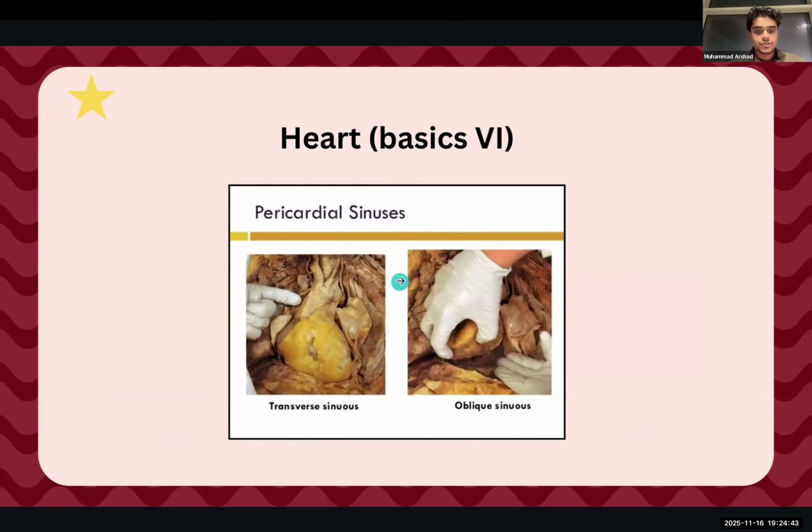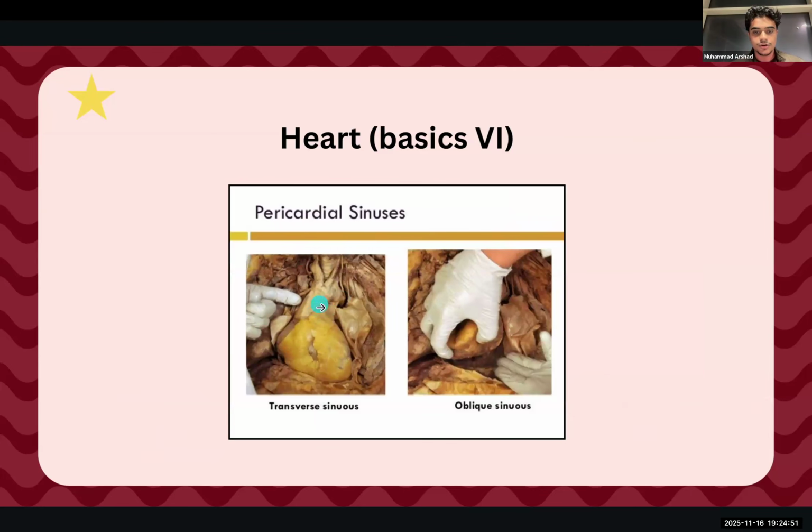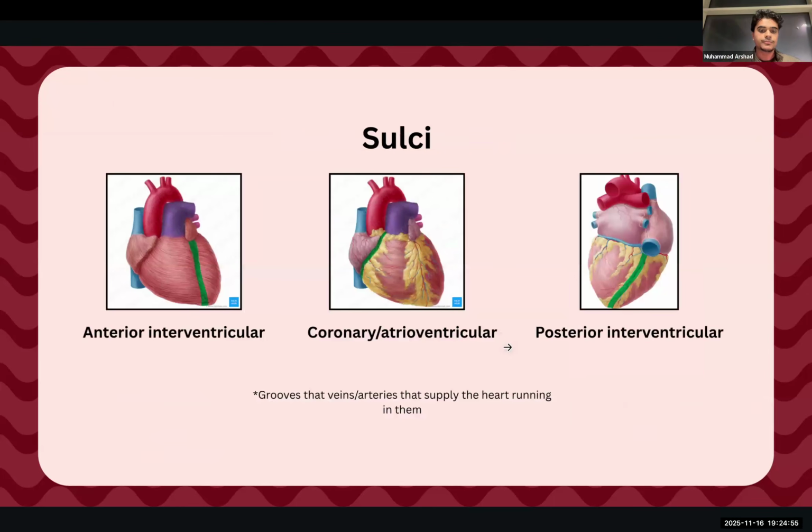Okay, and then these are just some pictures on a cadaver. So you can see the transverse sinus. We're gonna put our finger through this gap over here, and you have the aorta and the pulmonary trunk, and the oblique sinus is just gonna be behind the left atrium.